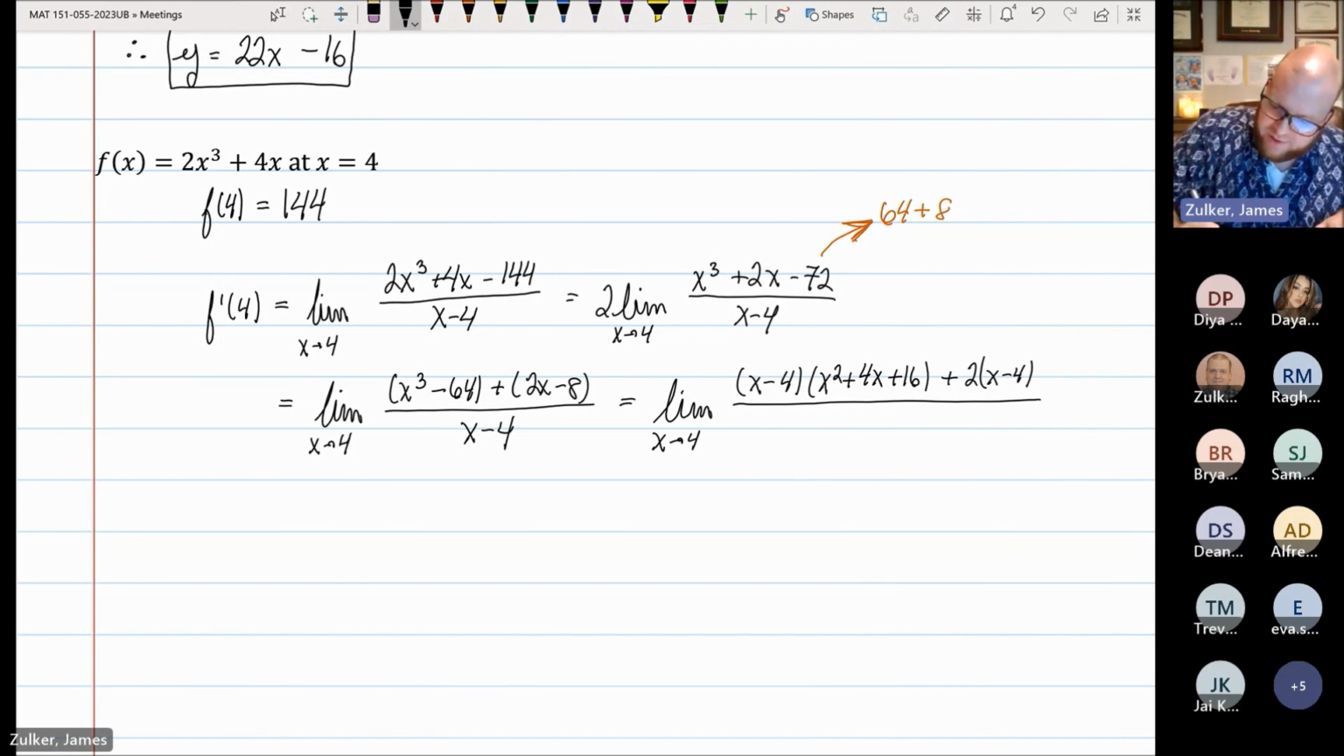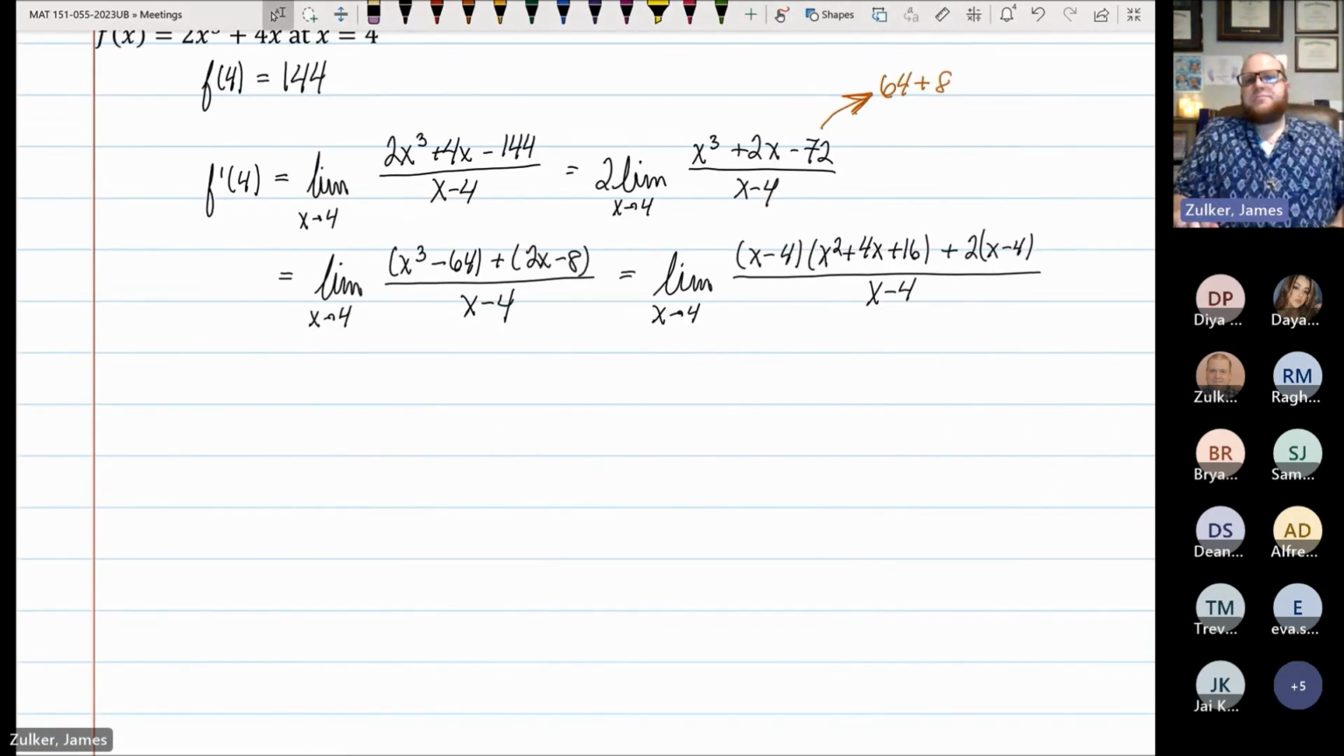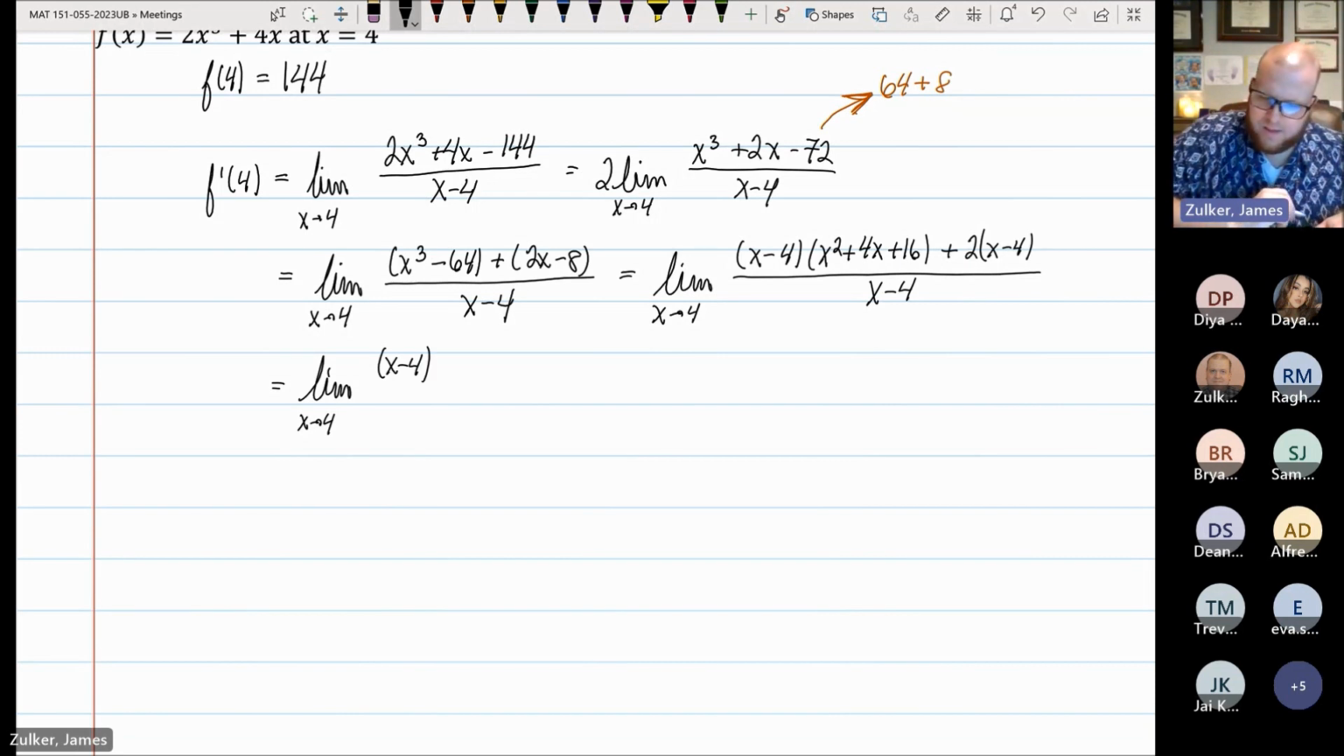From that second group, we can factor out a 2. Now there's an x minus 4 common. Left with x squared plus 4x plus 18.